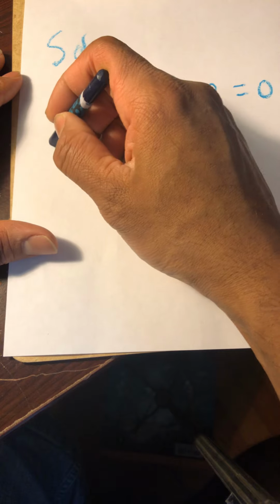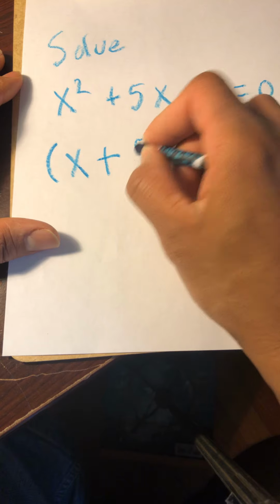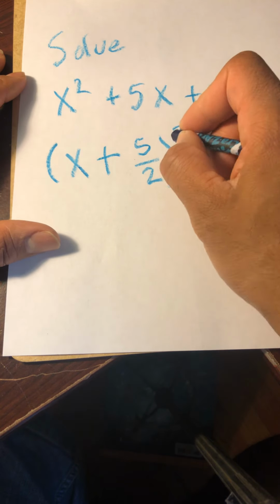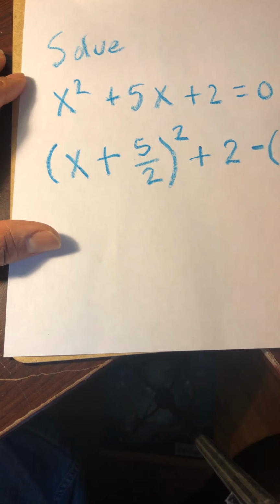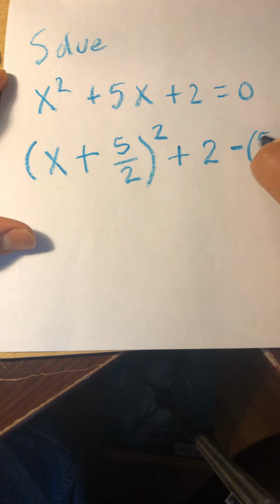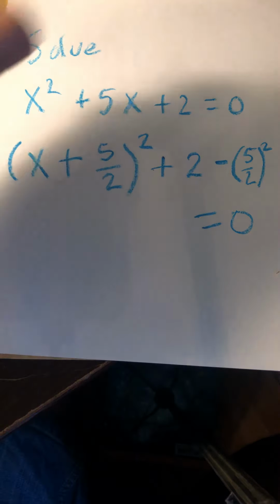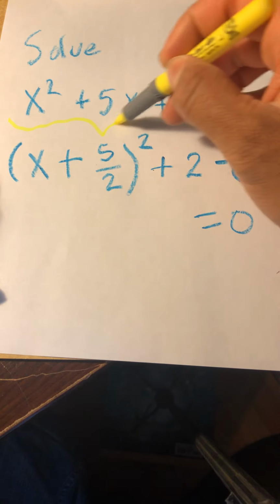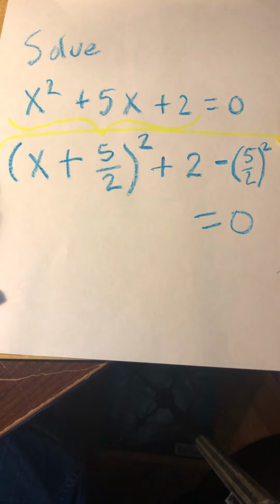So what's going to happen, as we saw a while ago, when we completed the square, we got (x plus 5 over 2) squared plus 2 minus (5 over 2) squared is equal to 0. So what I'm doing here is I'm going back to what we just had. This thing right here that I'm highlighting in yellow turns out to be all of this. So as we saw in class, that's what this turns out to be.